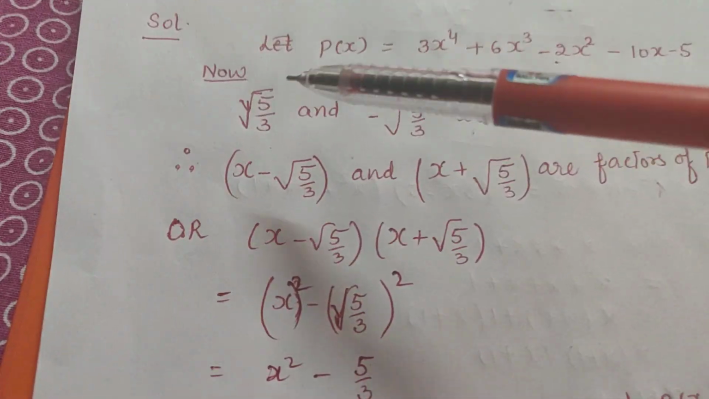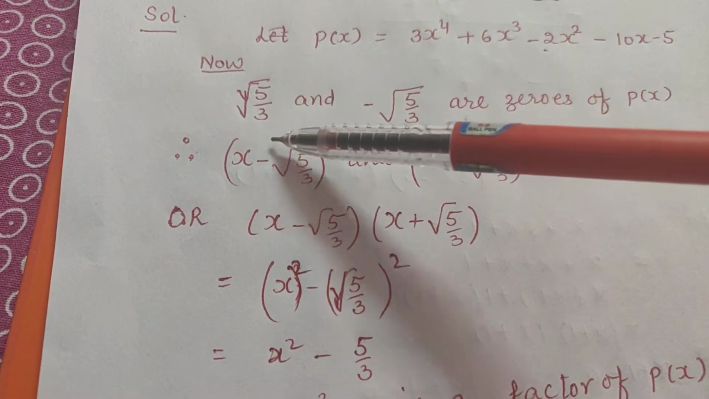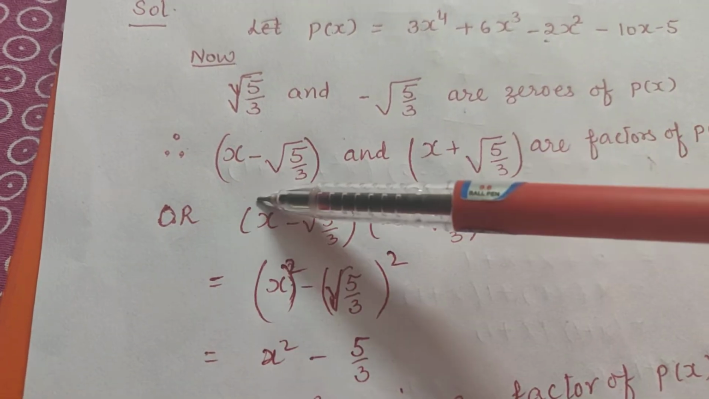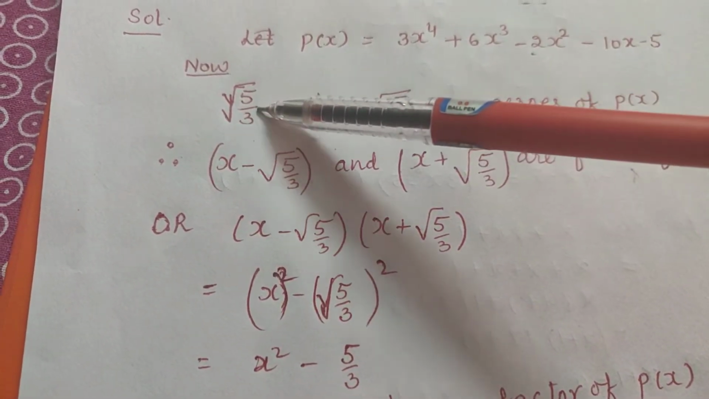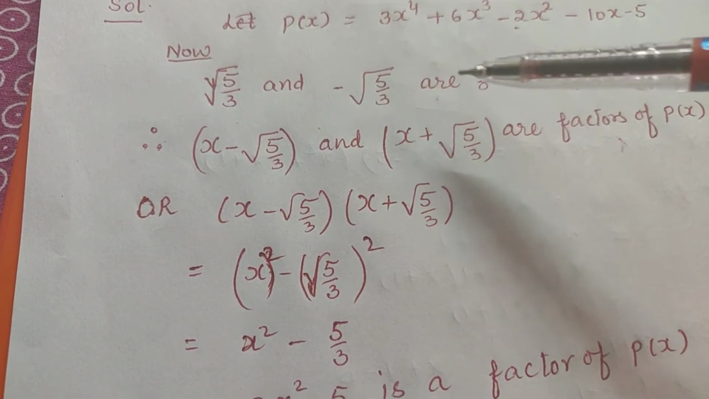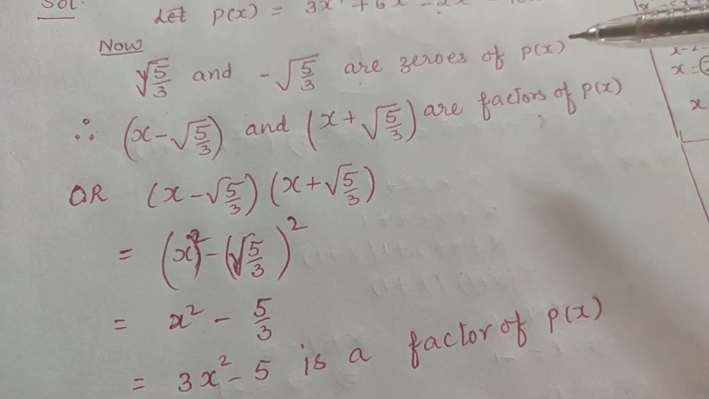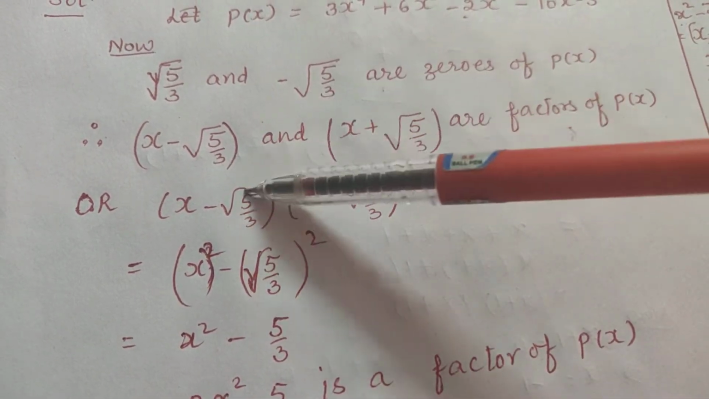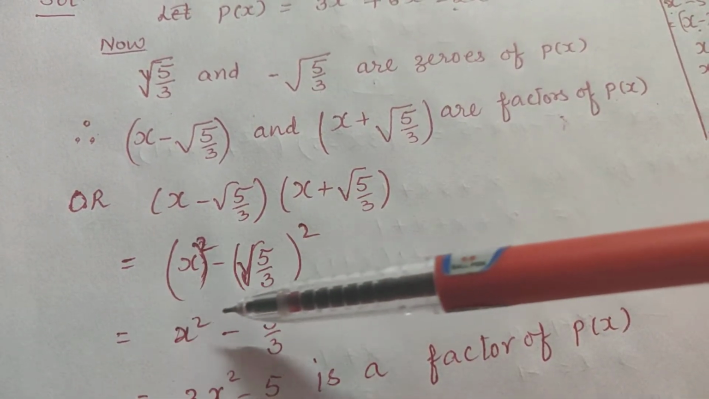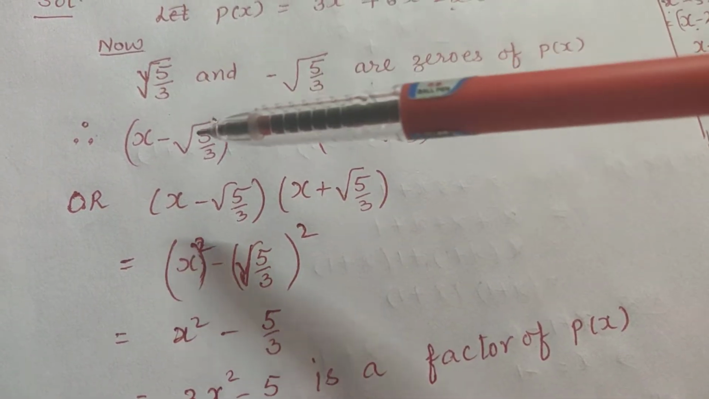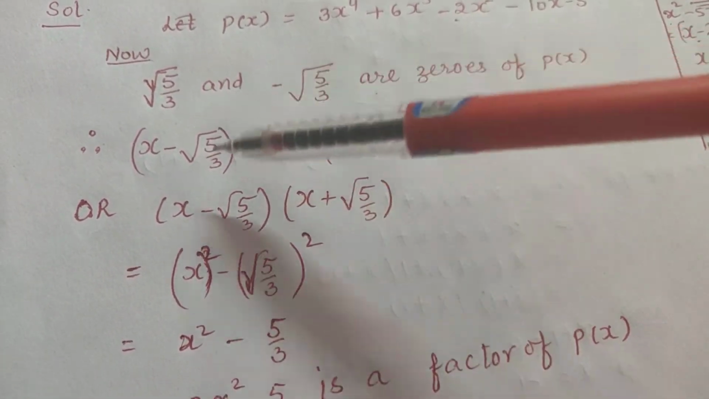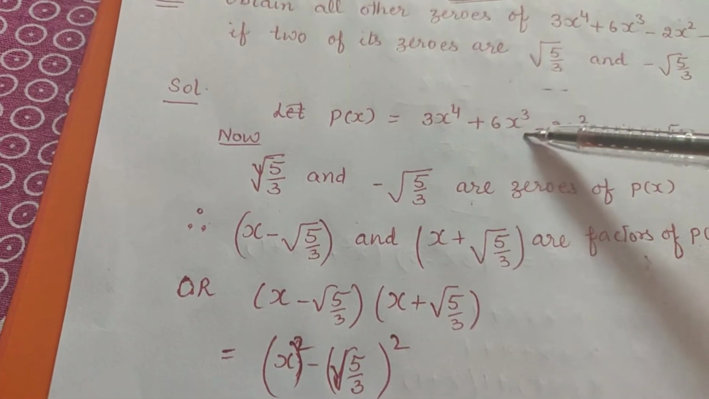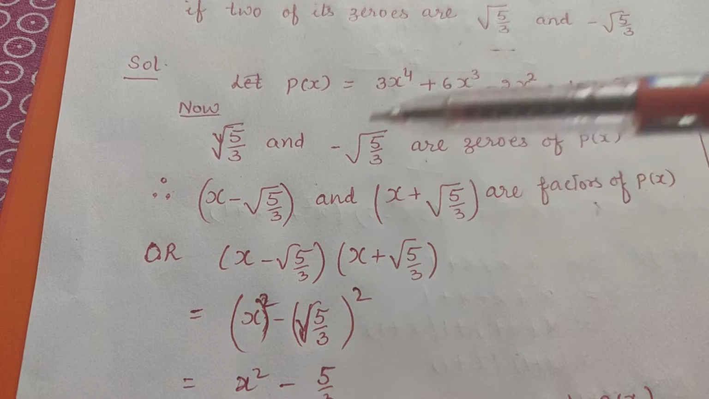So now I had these two zeros, root 5 by 3 and minus root 5 by 3. They were the zeros. So I got these two factors, x minus root 5 by 3 and x plus root 5 by 3, which are factors of px. Now if these two are factors, you can multiply them to get one polynomial which will be the factor. These are two polynomials. If I multiply them, I will get one polynomial which also will be a factor of px. Now what is the meaning of this statement?